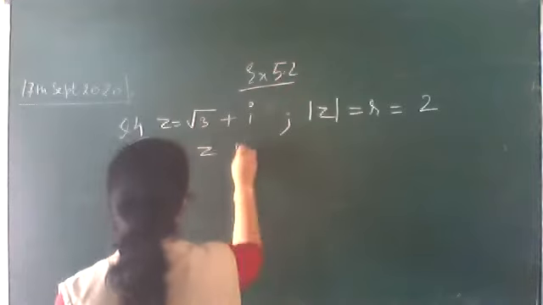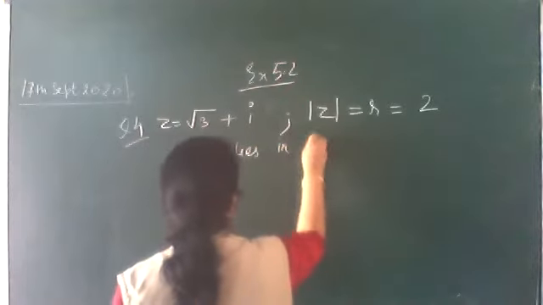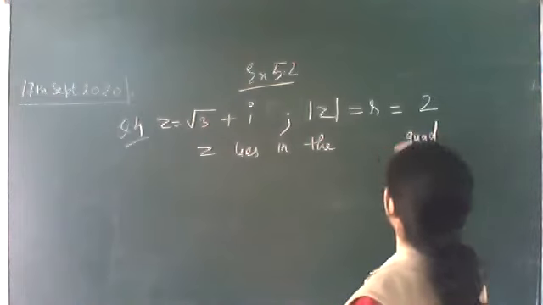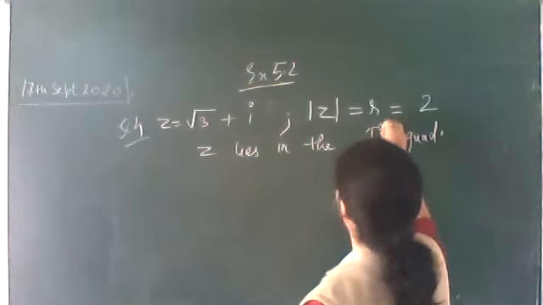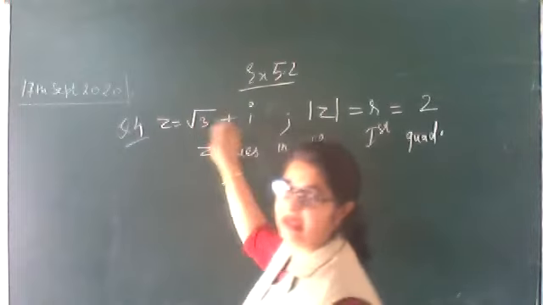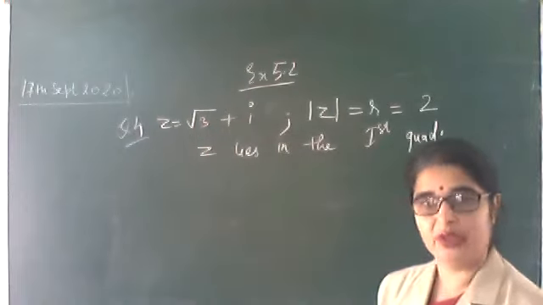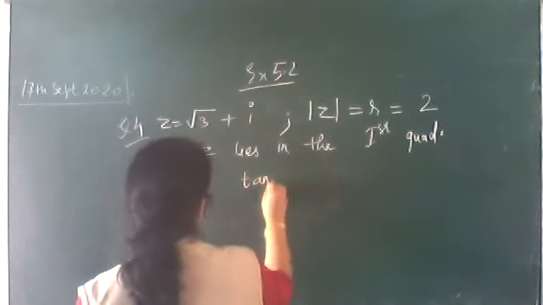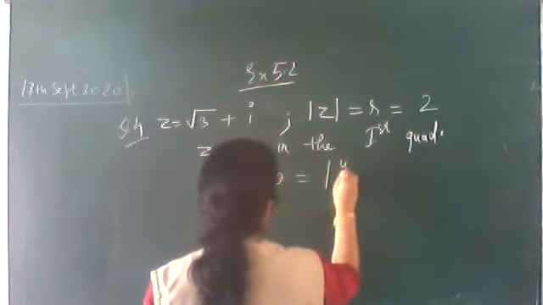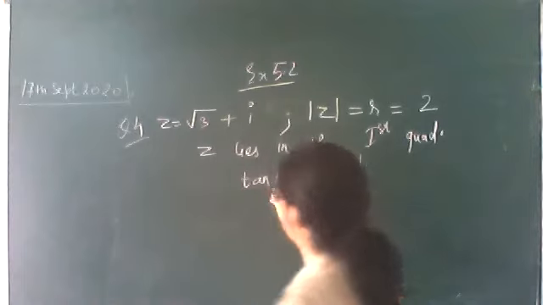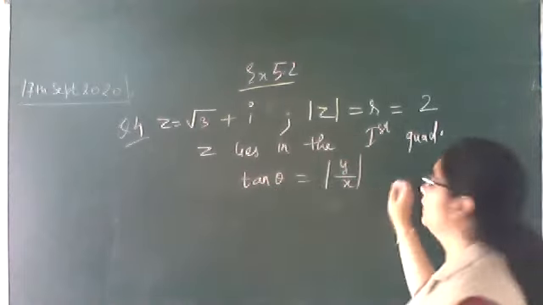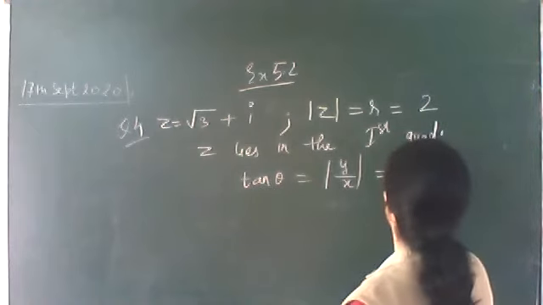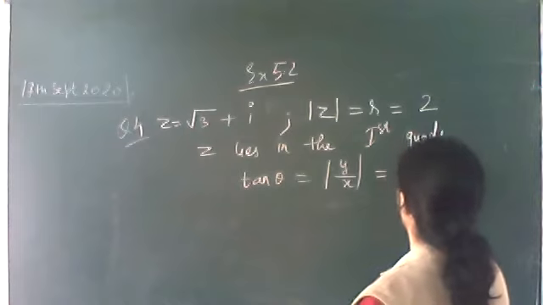Now Z lies in which quadrant? Yes, it lies in the first quadrant. Both are positive. Just see, X is positive, Y is also positive. So it lies in the first quadrant. So directly you can calculate the value of tan theta is equal to y by x. Here there is no need to write tan phi. Directly you can write that is equal to 1 upon root 3.